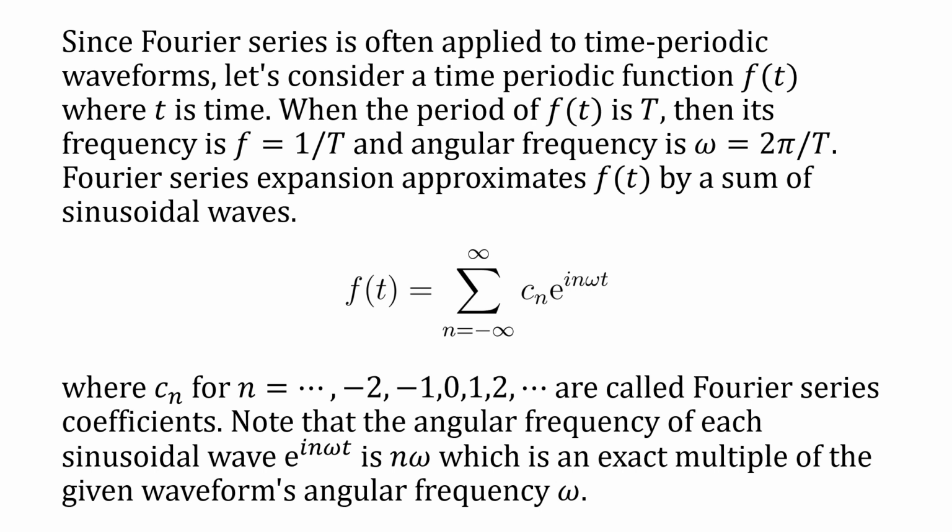Fourier series expansion approximates f of t by a sum of sinusoidal waves. f of t is equal to the sum of Cn multiplied by e to the i n omega t as n goes from negative infinity to infinity, where Cn for negative, 0 and positive integers are called Fourier series coefficients. Note that the angular frequency of each sinusoidal wave e to the i n omega t is n omega, which is an exact multiple of the given waveform's angular frequency omega.